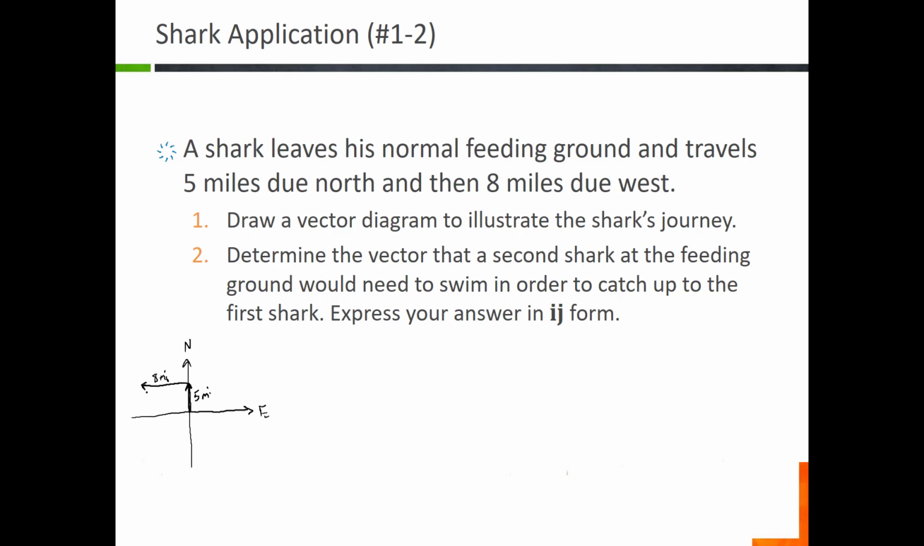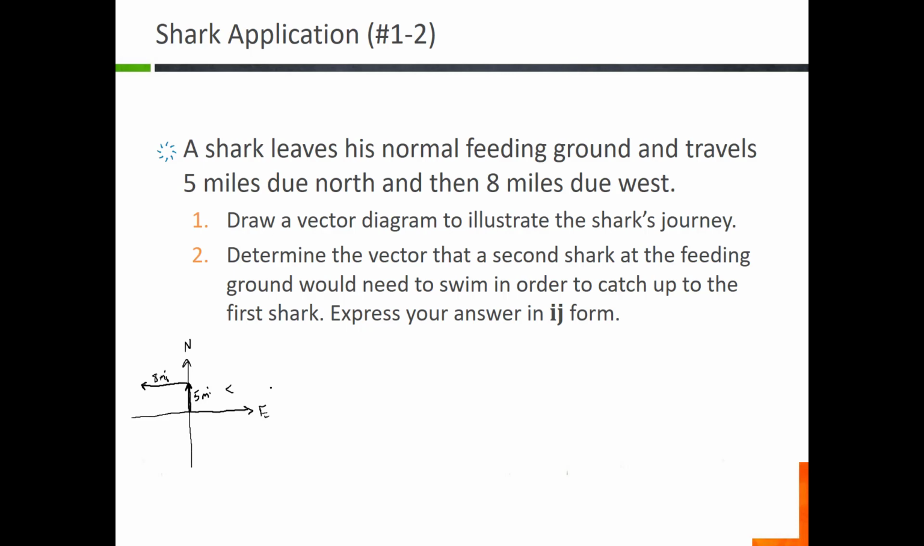Okay, so that represents our diagram. That represents the direction that the first shark swam. And if we wanted, we could express these as vectors too. So 5 miles due north, what would that look like as a vector?